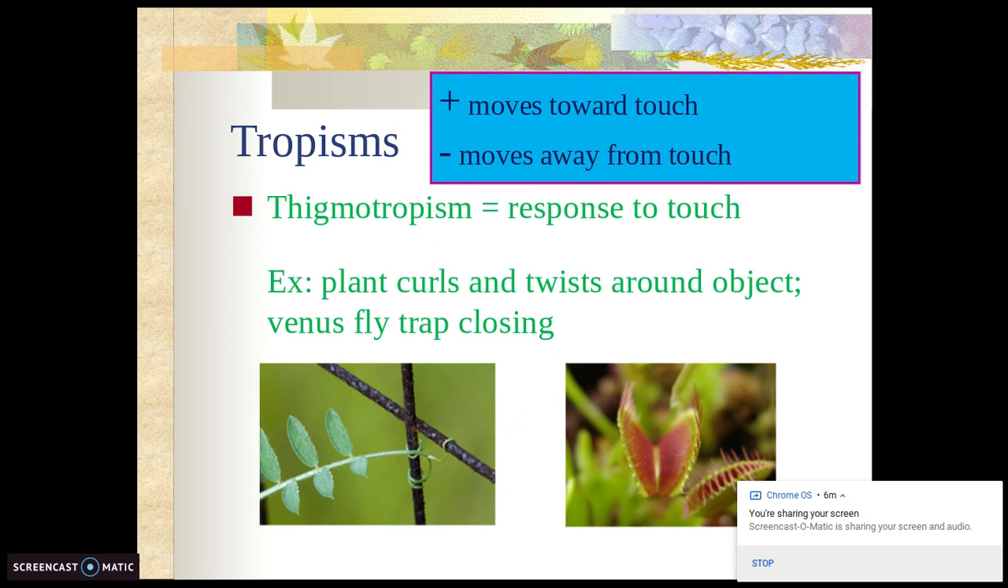Thigmotropism is a response to touch. Looking at this picture down here, we have a plant that's curling around this branch. It's responding to that branch and curling around it. This happens with grapevines. Then we have our Venus flytrap at the bottom. If an insect goes into the Venus flytrap, the flytrap closes on it because it feels that touch. It is the response to touch. That is thigmotropism.